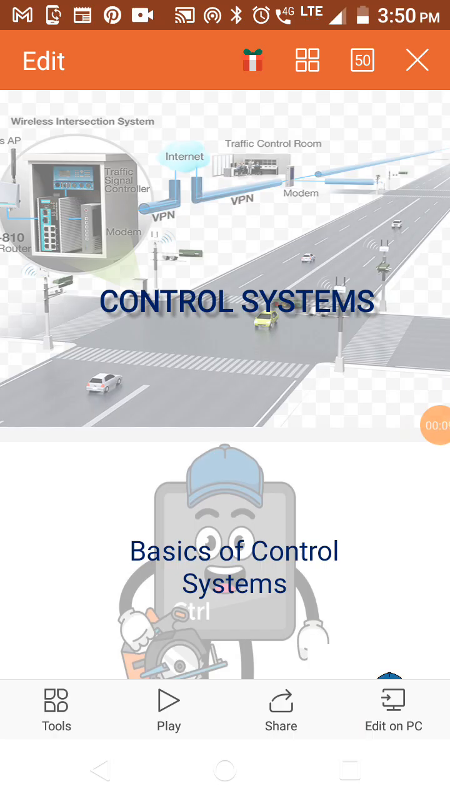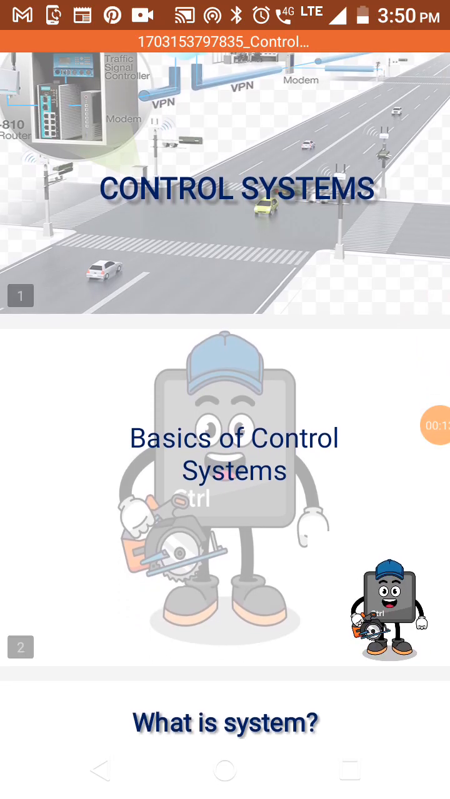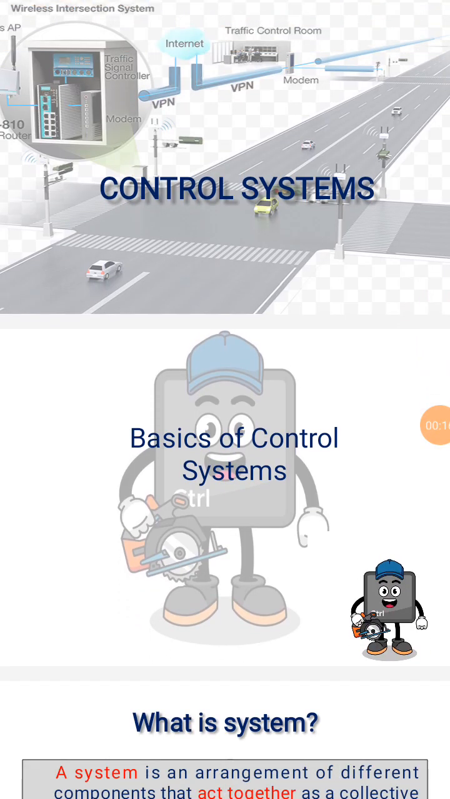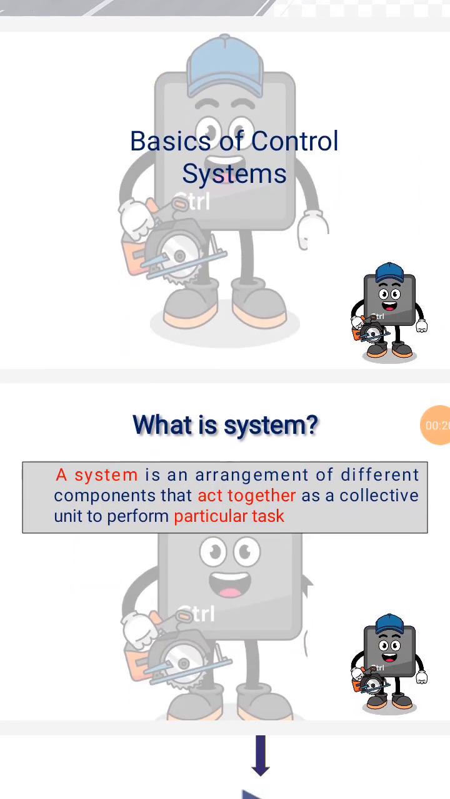Today in this video we are going to discuss the basic concepts of control system. Before that, I wish to explain what a system is. A system is nothing but an arrangement of different components that act together to perform a particular task.